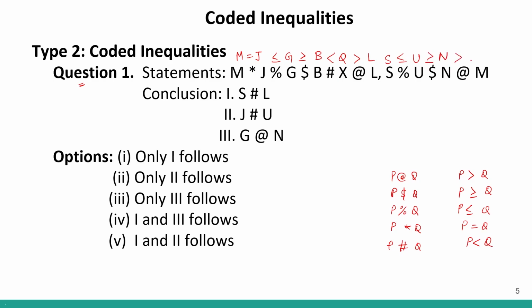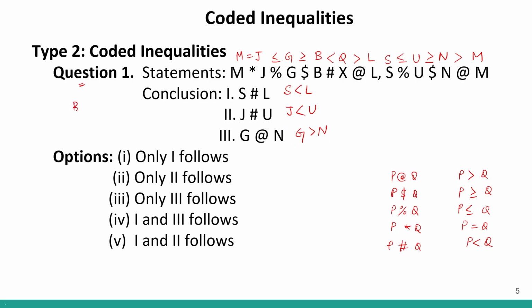N is greater than M. Correct? Let us do the same thing for conclusion. I am converting the coded inequalities into direct inequalities. So this basically means S is less than L. This basically means J is less than U. And this basically means G is greater than N. Correct? Now we have to identify which conclusion is true.